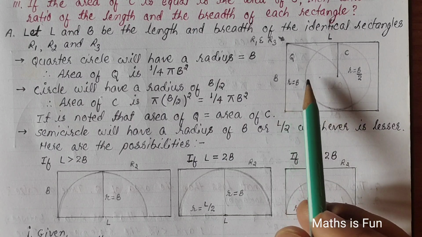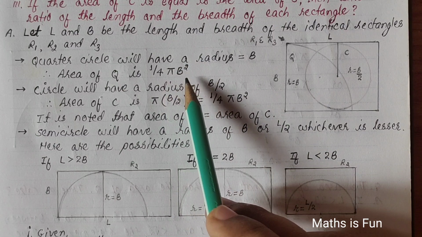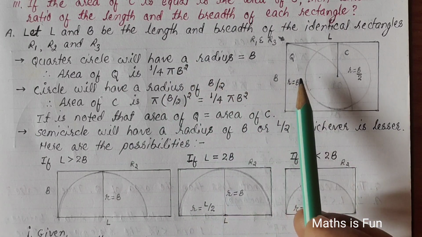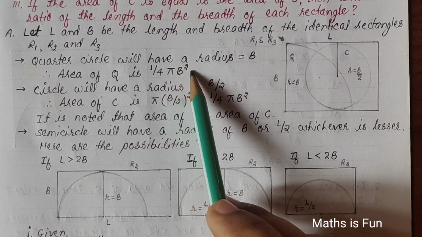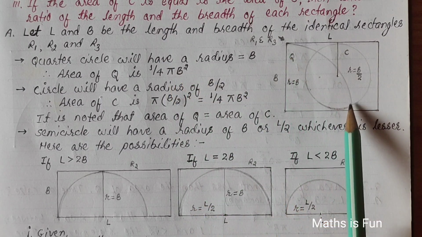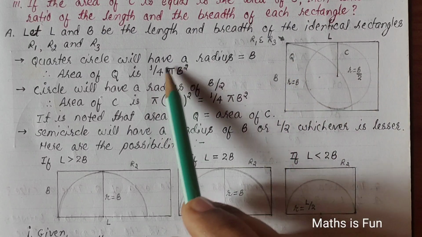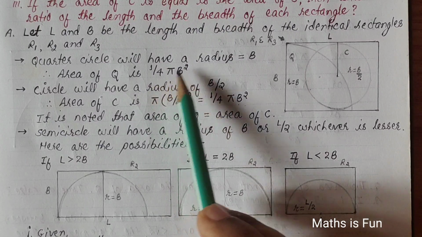Now the area of this quarter circle will be pi b square over 4. This is because the area of a circle is pi r square, and we have r, that is the radius, equal to B. So we have pi b square, and the area of the quarter circle is 1/4 of the circle, so we have to divide this formula by 4. So the area of Q is 1/4 pi b square.